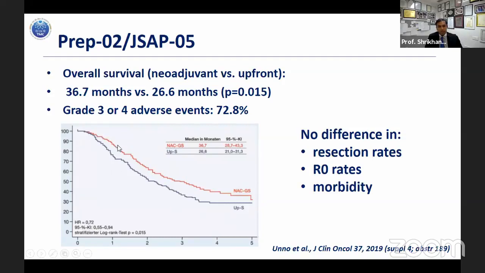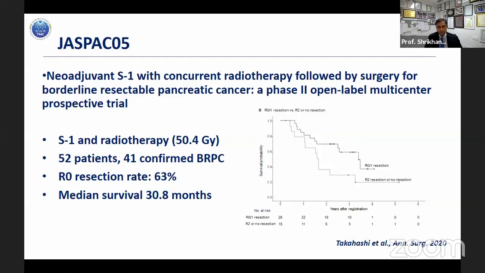Neoadjuvant chemo and gemcitabine, you can see what's the survival. You get 36.7 months for neoadjuvant versus 26.6 months for those who underwent upfront surgery. No difference in resection rates, R0 rates, and morbidity. But again, more data coming in favor of neoadjuvant for borderline resectable disease.